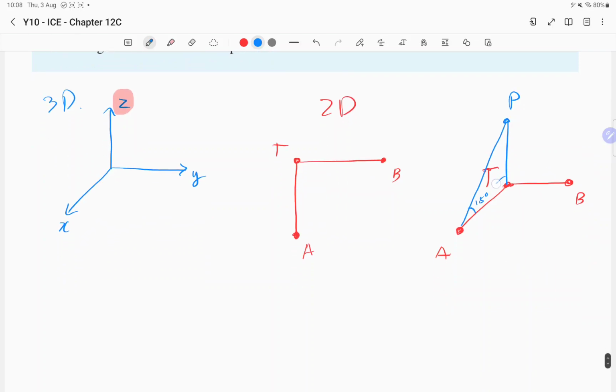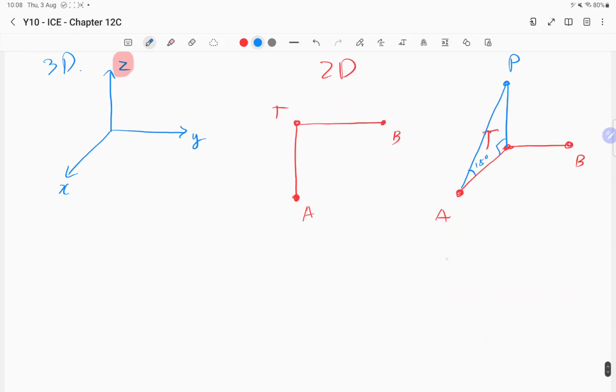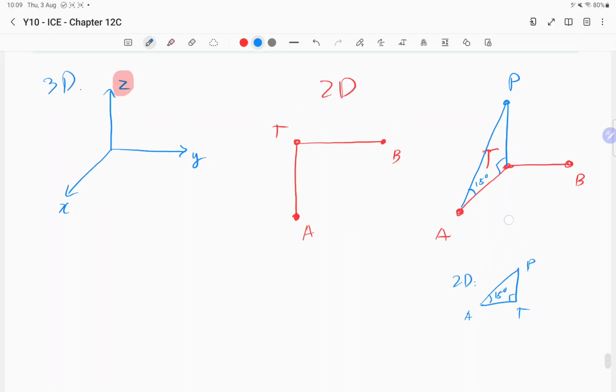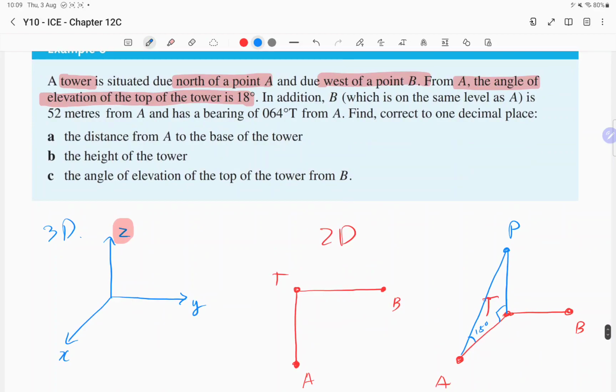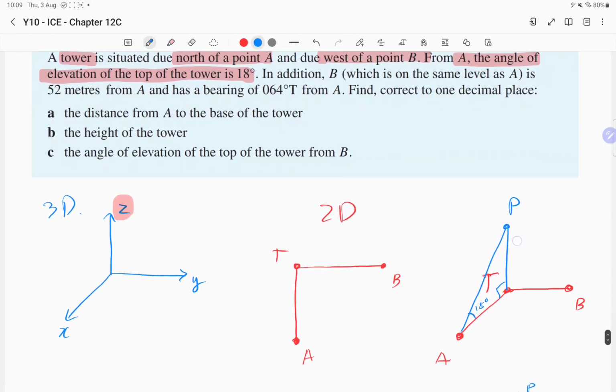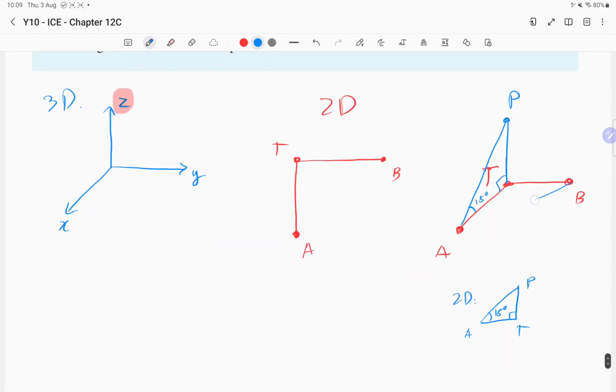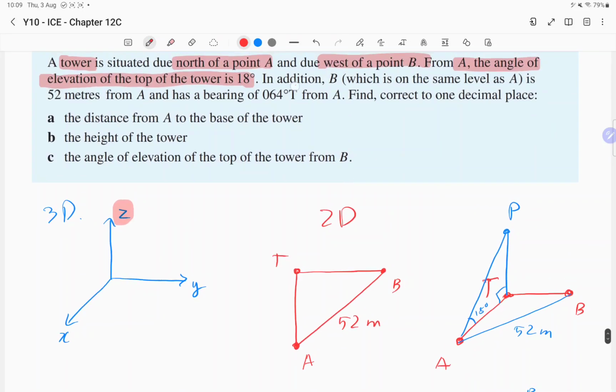Note that at this point, you need to see that the triangle ATP is a right angled triangle. So in the 2D space, the right angle is at T, and then P is on top, and A is over here. So it's a right angled triangle, and this angle is 18 degrees. In addition, B, which is on the same level as A, so that's on the flat ground, is 52 meters from A. So if we join BA, this is 52 meters. And look, we actually have a 2D version of the diagram, so I can write 52 meters here. And the bearing is 064T.